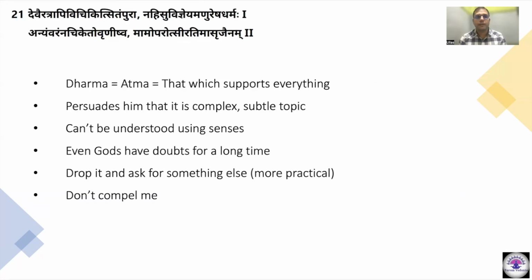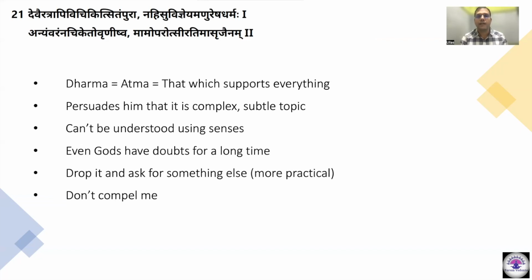So we see in this particular verse, he says, Nahi suvijñeyam anuresha dharma. Dharma means something which upholds everything, which is a substratum for everything. And dharma is the substratum for all the society. And here we know that Atma is also the substratum for everything. That's why it is being called dharma. But he's referring to Atma only. He says this Atma, this dharma, is nahi suvijñeya. It is not very easy to understand. It's a very complex topic. It is anu. It is subtle like an atom.